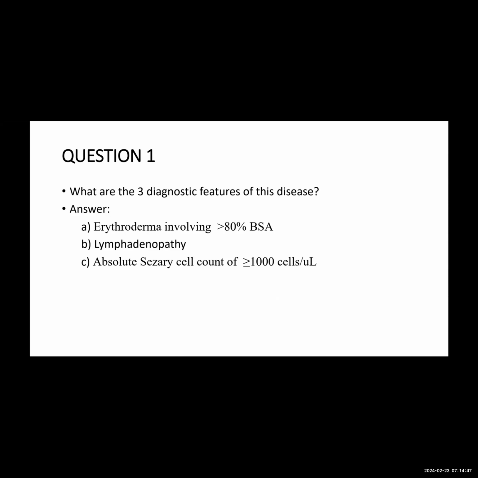To answer our questions, question 1 says, what are the 3 diagnostic features of this disease? The 3 diagnostic features to be seen in order to make a diagnosis of Sezary syndrome include erythroderma, in which more than 80% of body surface area is usually affected. Then lymphadenopathy, as well as the presence of a Sezary cell count of greater than or equal to 1,000 cells per microliter.